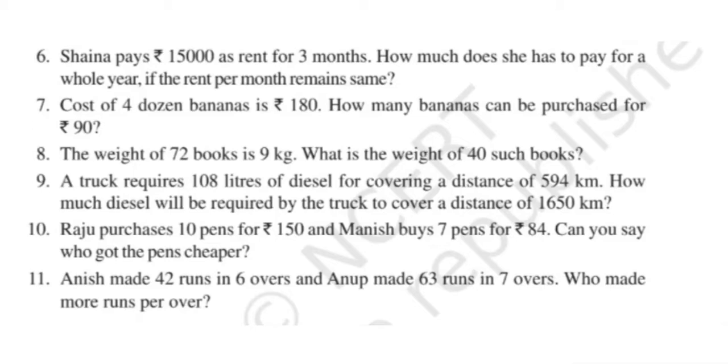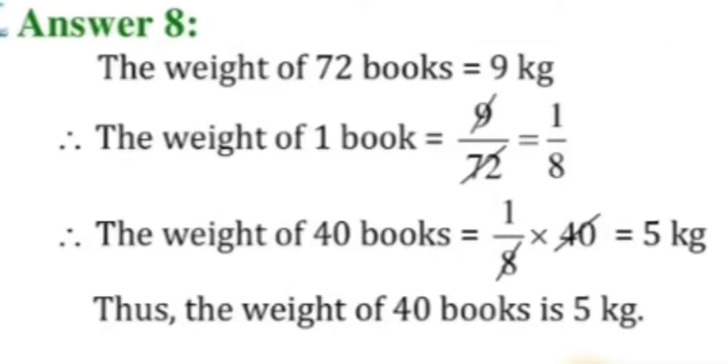See question number 8. The weight of 72 books is 9 kg. What is the weight of 40 such books? So weight of 72 books is given 9 kg. So weight of one book is 9 upon 72. It means 1 upon 8. Now weight of 40 books, 1 upon 8 into 40 means 5 kg.